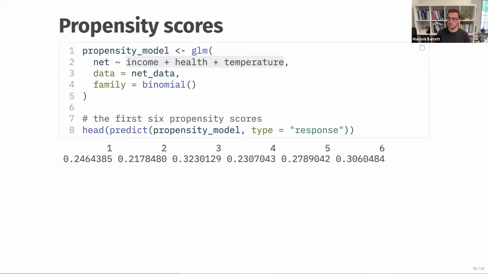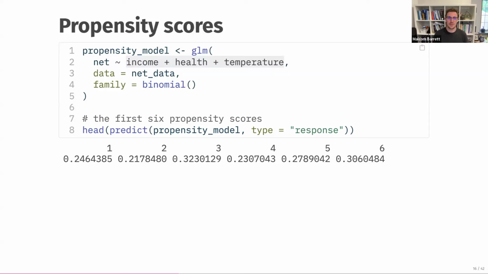And so we could put this into a multivariable regression model. But instead, we're going to use a technique from the causal inference literature called an inverse probability weighted model. And so the first step of this is maybe something that you've heard about before, which is a propensity score model. A propensity score model is the probability of receiving treatment or exposure or the thing that you're interested in evaluating the causal effect of. So in this case, that's net usage.